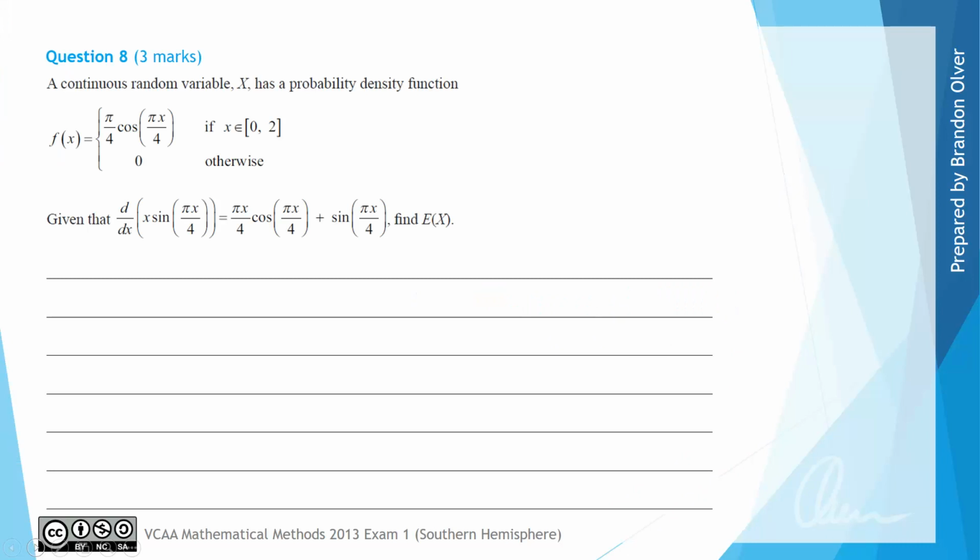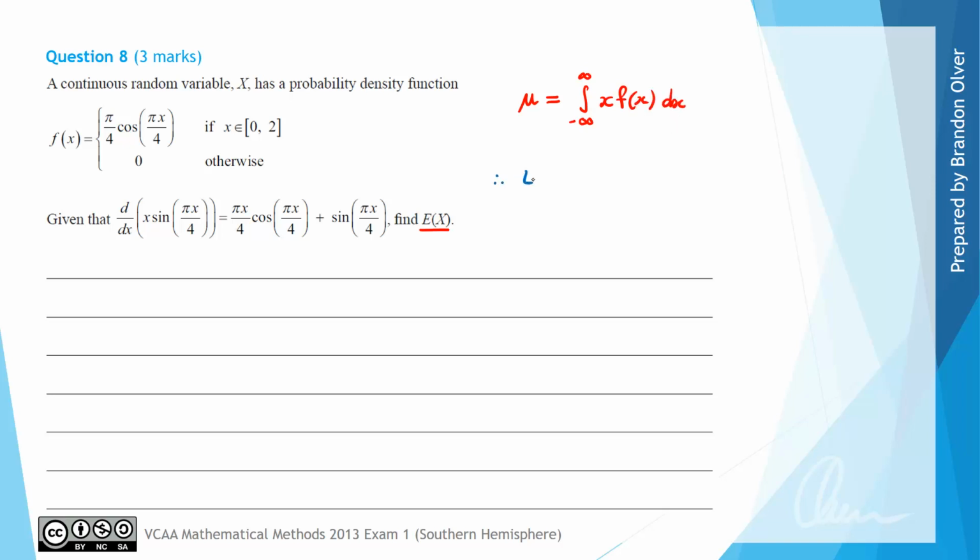For question 8 we're told that a continuous random variable x has a probability density function given by the hybrid function f of x. We're also given extra information about the derivative of x sine of pi x over 4, with the aim of finding the expected value of x. The expected value of x on the formula sheet is the same as the mean, mu, which has a formula for a continuous random variable of being the integral from negative infinity to infinity of x times f of x dx.